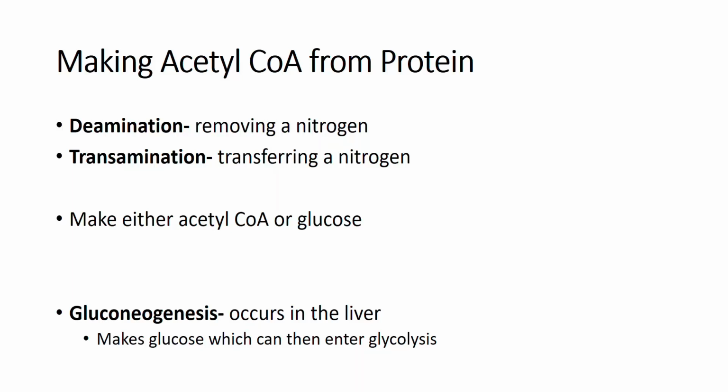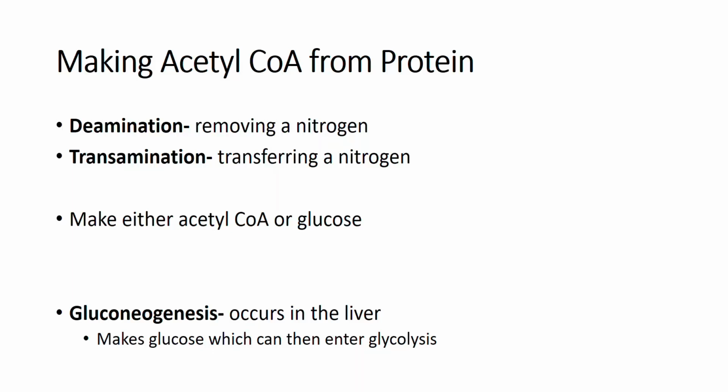If deamination and transamination results in acetyl-CoA, then that acetyl-CoA can move on to the Krebs cycle. If deamination or transamination yields glucose, that glucose is going to go through glycolysis and the intermediate step and eventually become acetyl-CoA. The process of making glucose from something other than glucose, so in this example, protein, is called gluconeogenesis. And this process is going to occur in the liver.